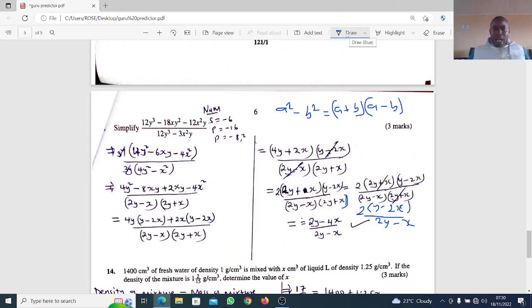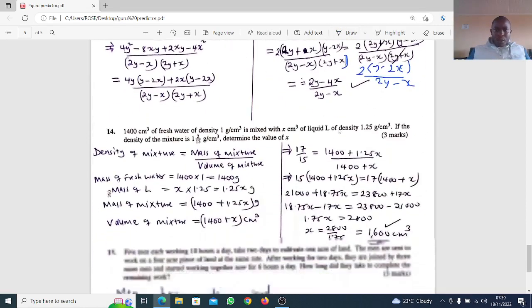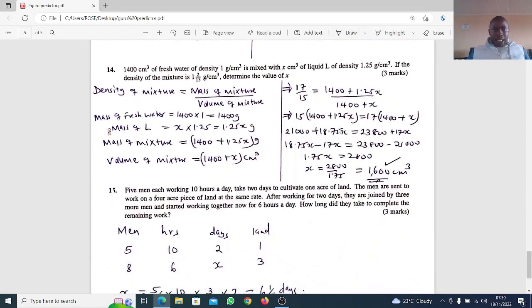So that is how simple the equation was, but you realize so many students failed in this question. It's upon you to reason when you look at the equation. We go to the next equation, which is question number 14.